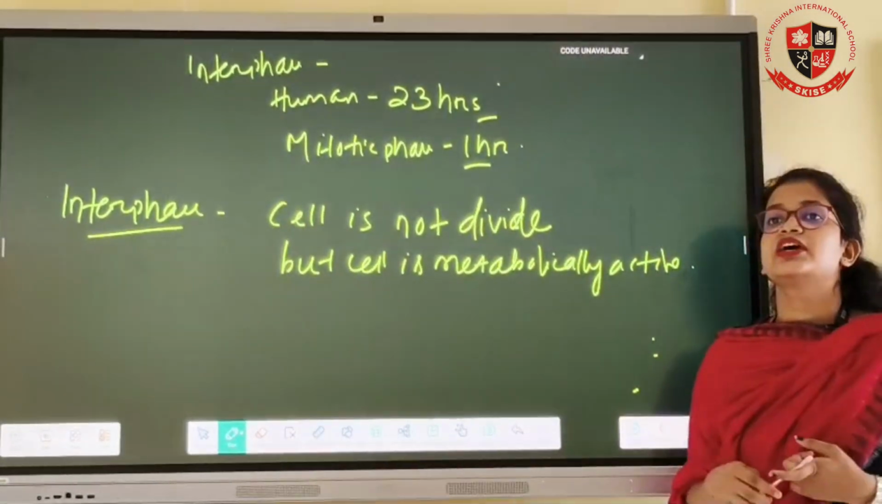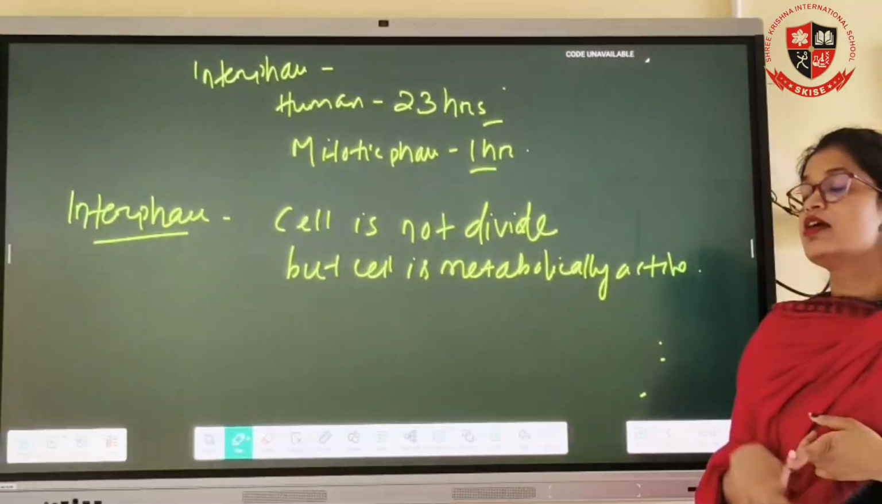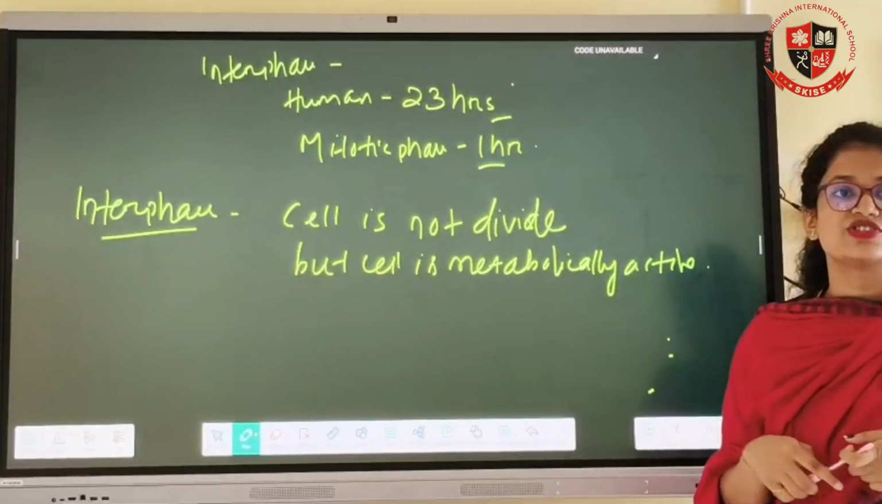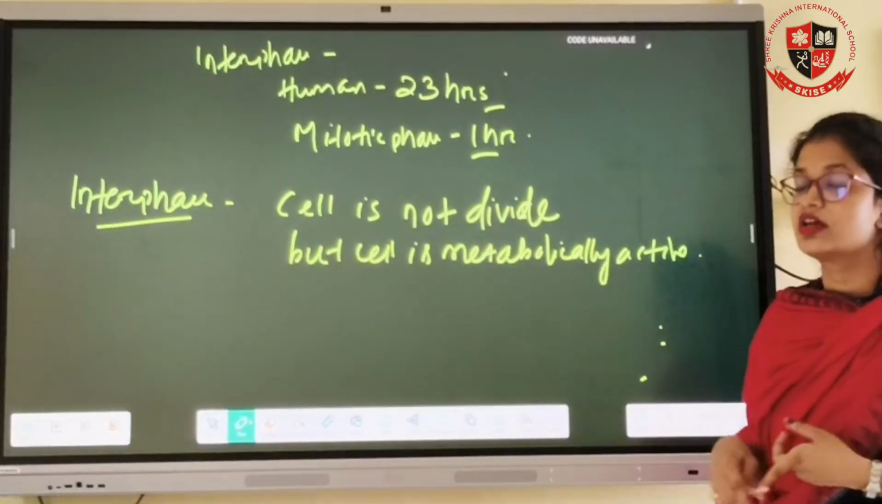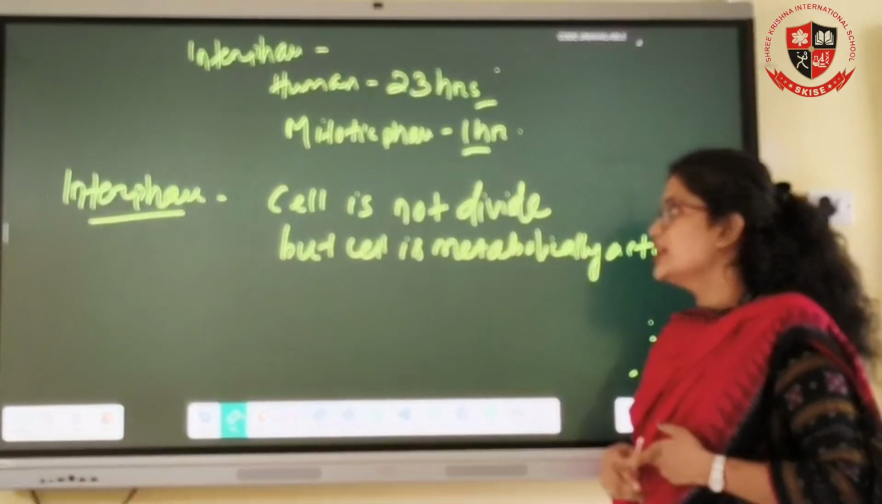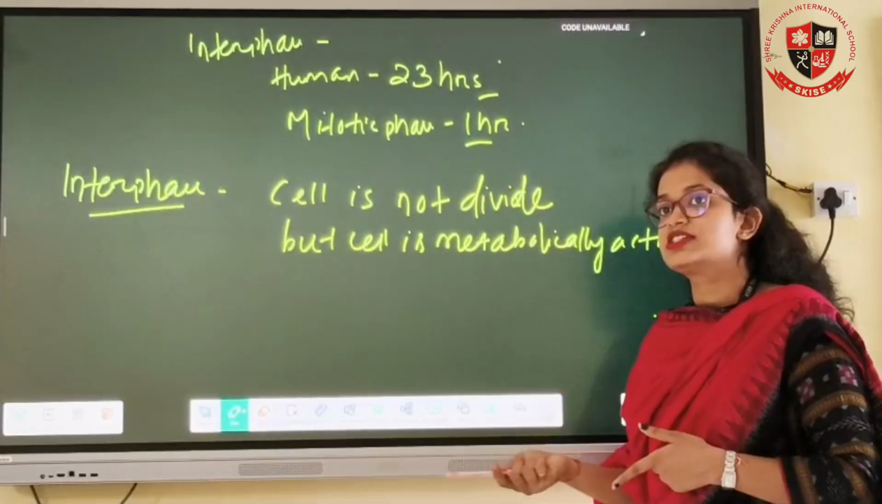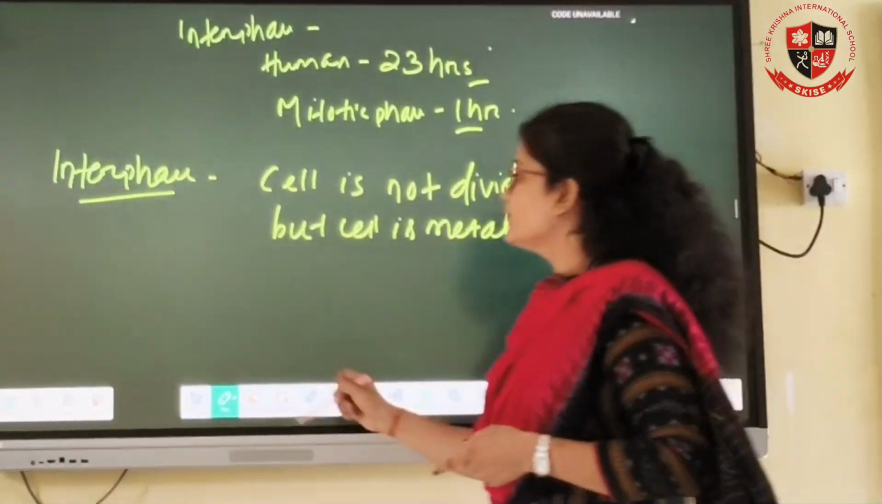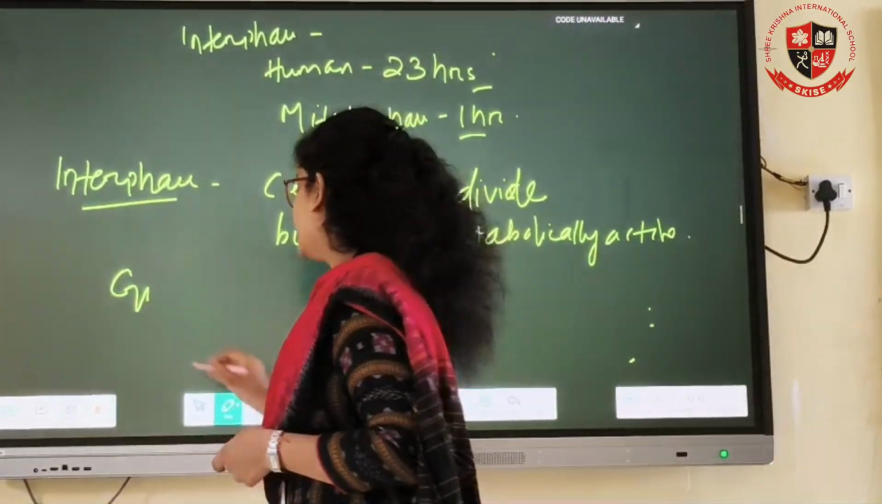Metabolically active means all metabolic functions occur inside the cell. That is amino acid formation, RNA formation, protein formation, and cell organelle duplication inside the cell, in preparation for cell division. In interphase, we first start with the G1 phase.